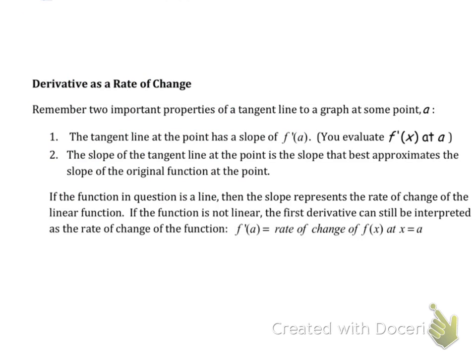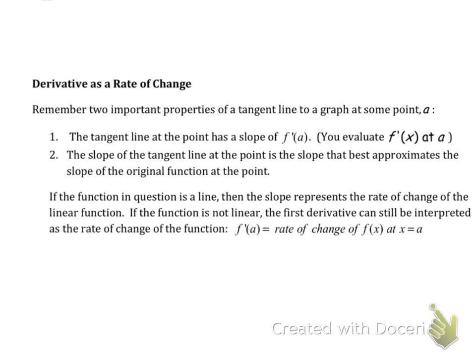All right, and then just some things to keep in mind. Derivative as a rate of change. Remember, two important properties of the tangent line to a graph at a point A. The tangent line at the point has a slope of the first derivative at that value A. So basically you find the derivative and then you evaluate that new function at A. And the slope of the tangent line at the point is the slope that best approximates the slope of the original function at the point.